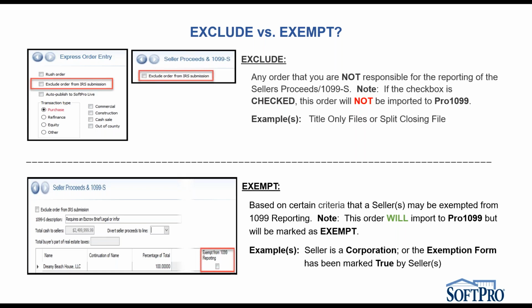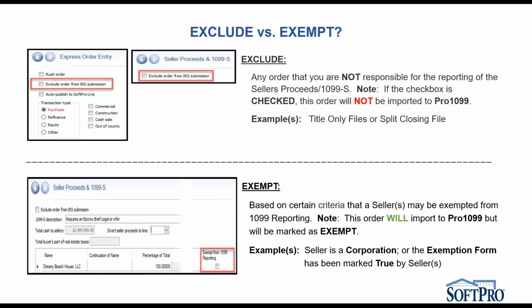Now, what a lot of people think this means is that they are exempt, and that is not at all what this box is. So I just wanted to be clear, just in case someone wasn't sure what exactly exclude order means. So exclude order means any order that you are not responsible for reporting the seller proceeds / 1099S. If the checkbox is checked, this order will not be imported to Pro 1099.